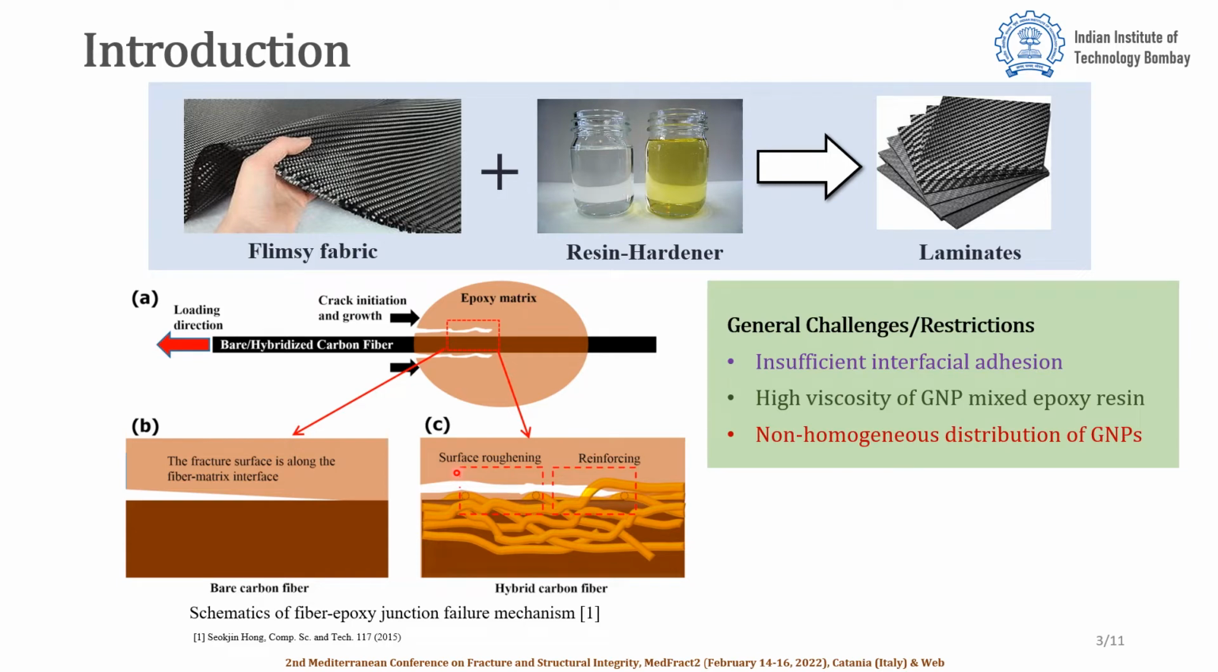Now there are challenges in making these kinds of laminates. The first one is insufficient interfacial adhesion due to the inert carbon fiber surface and low mechanical interlocking. The second is the reinforcement of nanofillers like graphene nanoplatelets by mixing them into the epoxy resin, which causes high viscosity of the final mixture. And the third one is the non-homogeneous distribution of GNPs in the mixture.